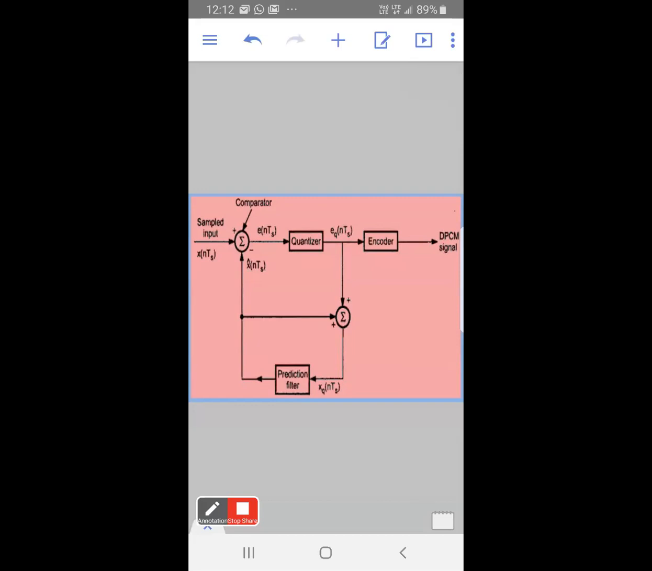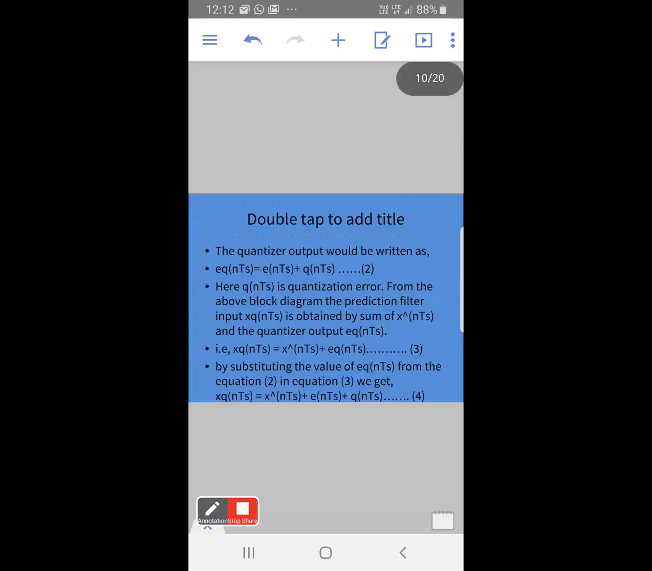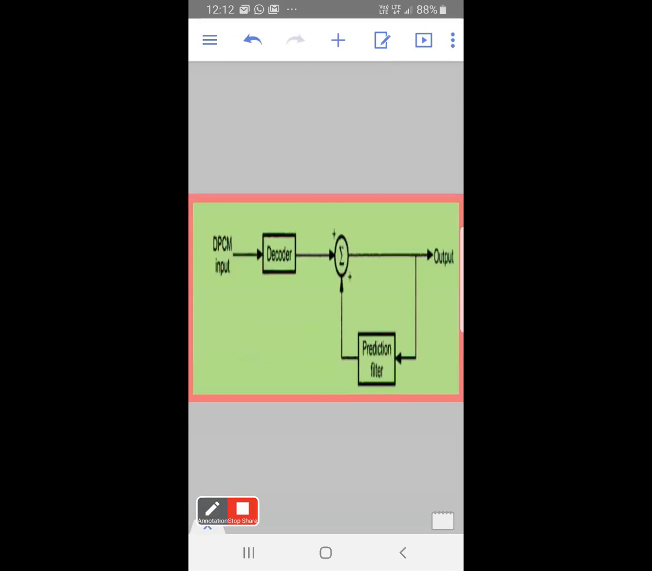By doing this, the prediction error is reduced. Automatically the redundant bits are also reduced and the number of bits for transmission is reduced. So that is the advantage of differential pulse code modulation. Similarly, the receiving part decodes the signal, and the prediction signal is added back to reconstruct the signal at the receiving end.